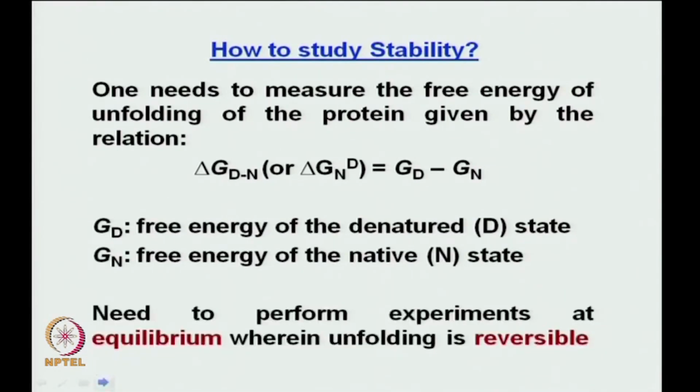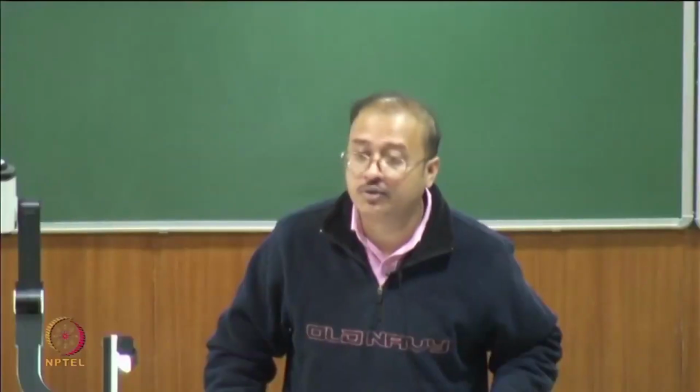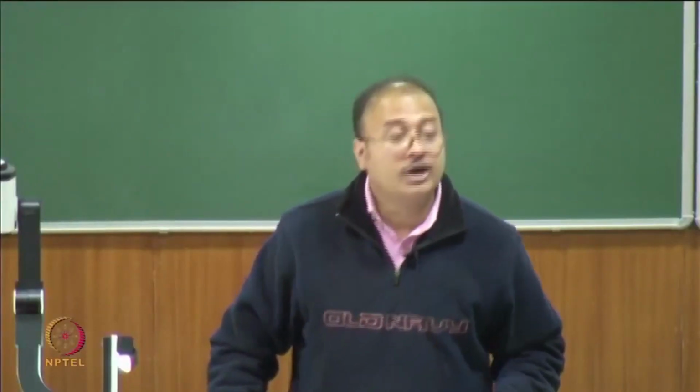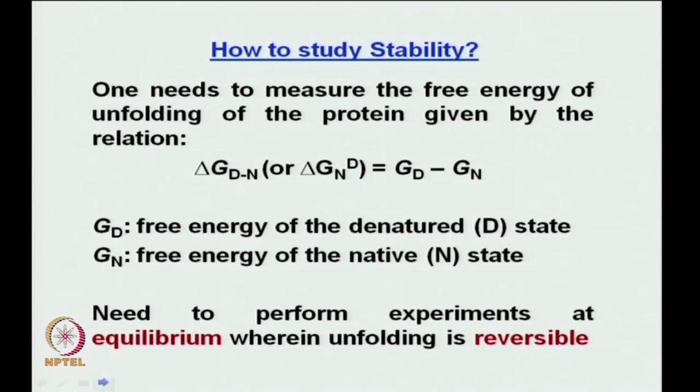So, we need to perform experiments at equilibrium when unfolding is reversible. Now, this is important. When you are talking about delta G equal to 0, delta G has an immediate relation with the equilibrium constant: delta G = -RT ln K equilibrium. What it means is, no matter what you do, you have to make sure that the system is always at equilibrium. That is why these are equilibrium measurements. Your system is always at equilibrium.